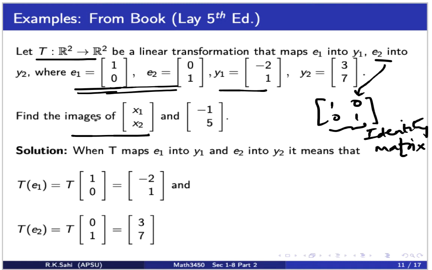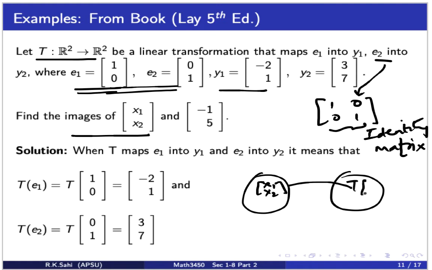Now find the images means this. If I have a transformation and the element x1, x2, it says find the images of this. That means I want to find T of x1, x2. That's what the question is. So x1 and x2 are elements of the domain of T, of the linear transformation. When I say find the image of this element which is in the domain of T, basically I want a vector in the codomain of T.